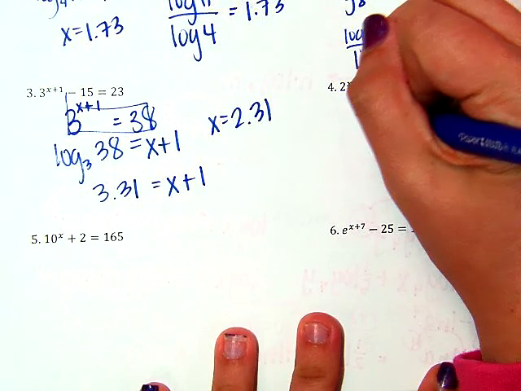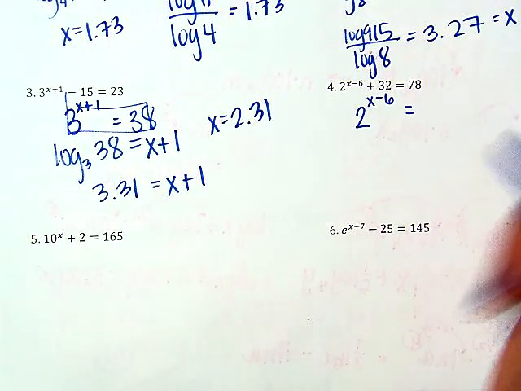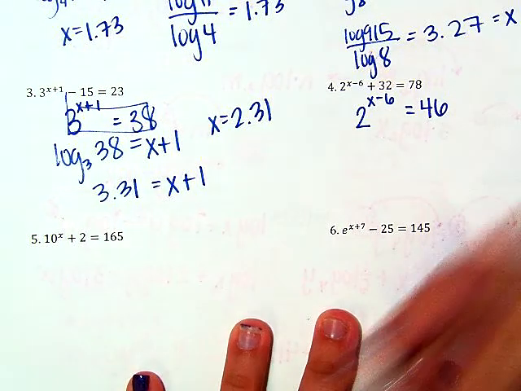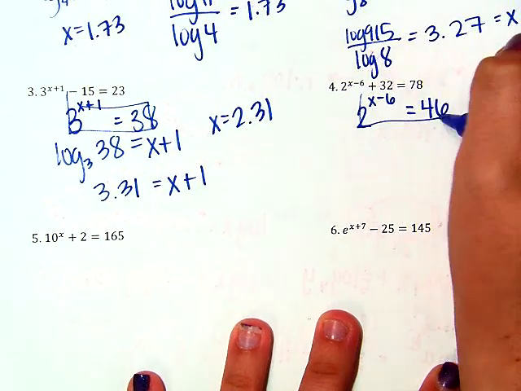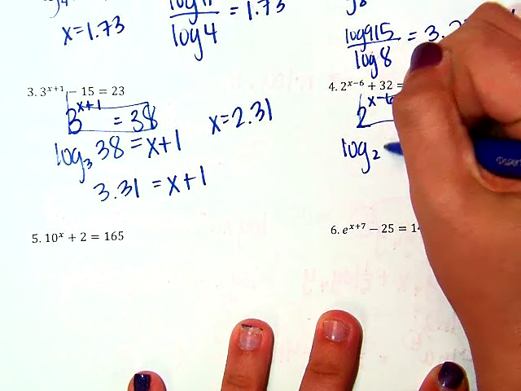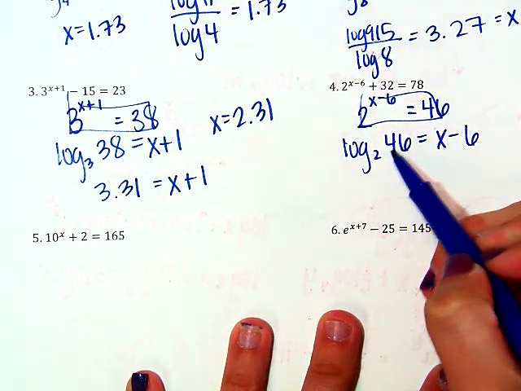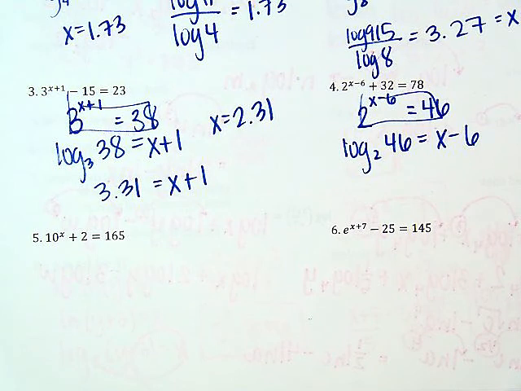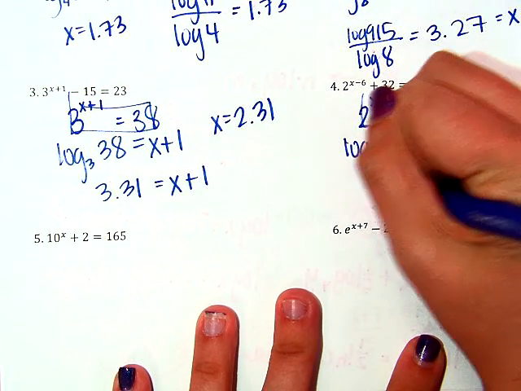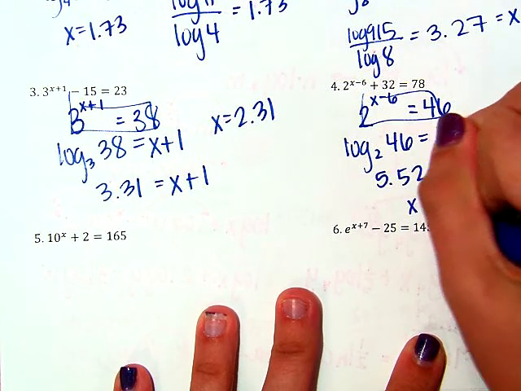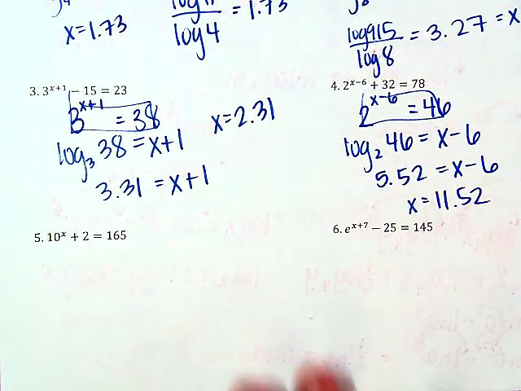Next one, subtract 32. 2 to the power of x minus 6 equals, that should get you 46. Then when I go and do the L, log base 2, 46 equals x minus 6. Make this into that decimal that you want. Log 46 divided by log 2 gives me 5.52 equals x minus 6. Add 6, so I get 11.52.